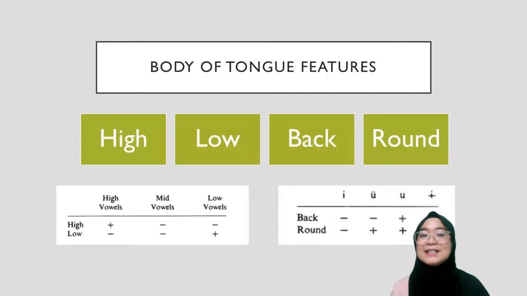The next is body of tongue feature. It will be related with high, low, back, and round. Round is related to our lip shape when we pronounce the words. Okay, in high and low, we will differentiate it, of course, in high vowels, mid vowels, and low vowels. As you can see, in high vowels, it will be plus high, and in low vowels, it will be plus low.